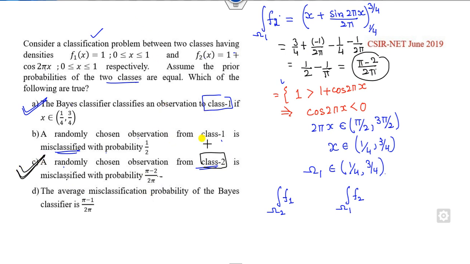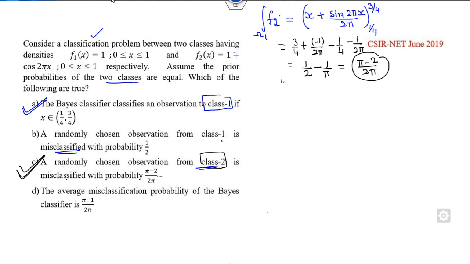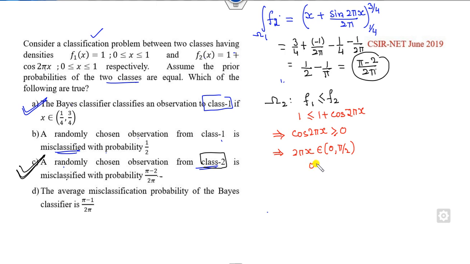Now for finding class 1, you have to find omega 2, that is class 2. How can you find class 2? Such that f1 is less than or equal to f2. So f1 is 1, and f2 is 1 plus cos 2 pi x. That means cos of 2 pi x must be greater than or equal to 0. So in which quadrant will it be positive? It is positive when the angle lies in the first quadrant or the fourth quadrant.